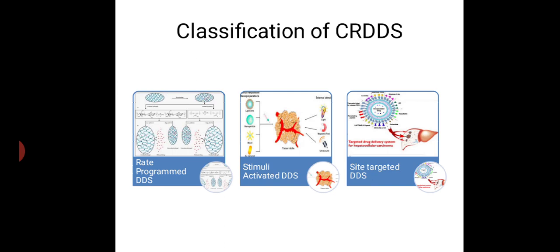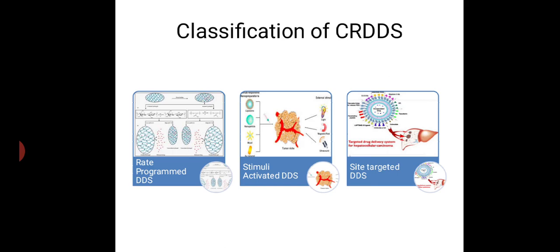The last one is the site targeted drug delivery system. These are delivery systems which release the drug at its target site. Where is the site of action? At the site of action this releases the drug molecule. So these are the types of controlled release drug delivery systems based upon the release of the drug from the system.